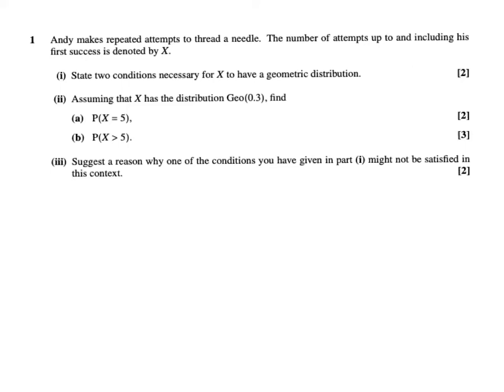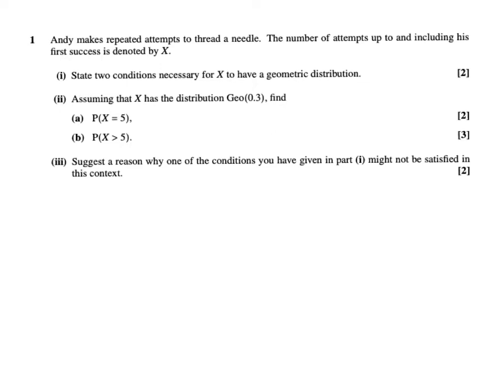Andy makes repeated attempts to thread a needle. The number of attempts up to and including his first success is denoted by X. State two conditions necessary for X to have a geometric distribution.